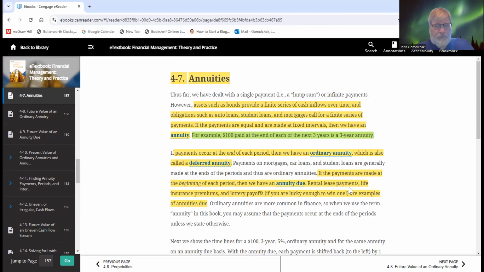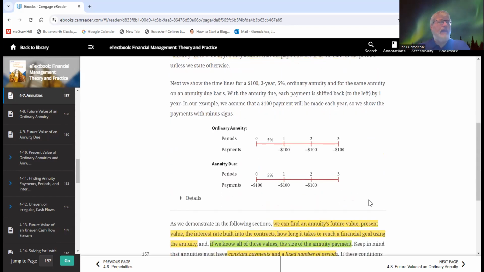There's a different type of annuity, and that's if the payment is made at the beginning of the period. That's called an annuity due. It's right there in your textbook. And I think they're going to give us a chart here, a timeline, that shows the difference.